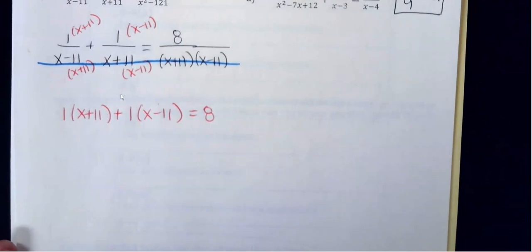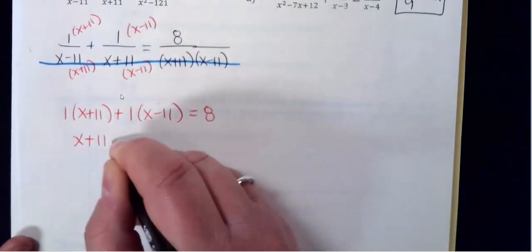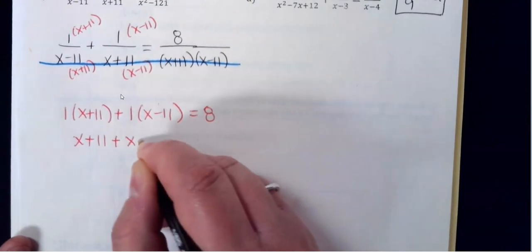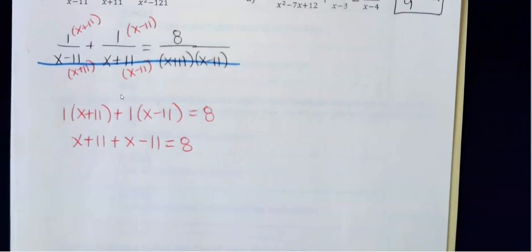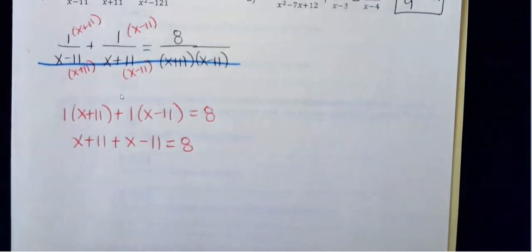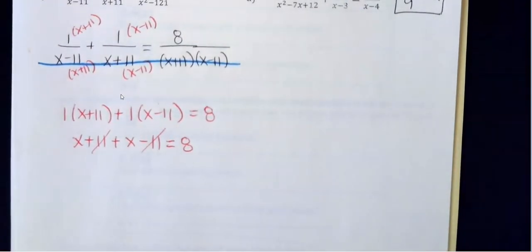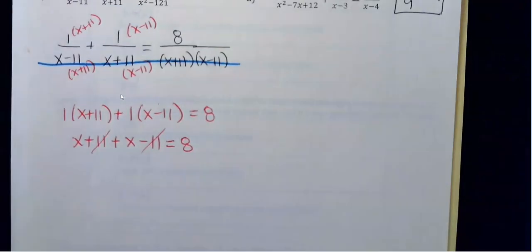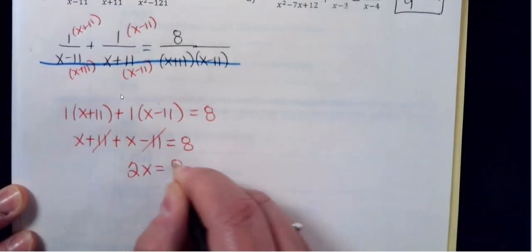Now, the 1 times that, you could just drop the parentheses. If you distribute a 1, it's not going to change anything. It's just going to give you back exactly what you had. So it would just be x plus 11 plus x minus 11 equals 8. Now, in this case, there's a positive 11 and a negative 11 on the same side, so those will cancel each other out. x and x will give you 2x, and then that's equal to 8.